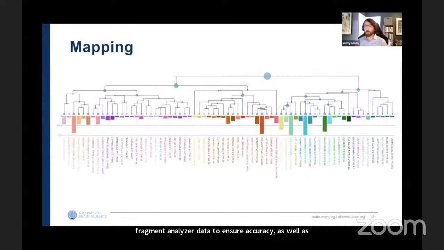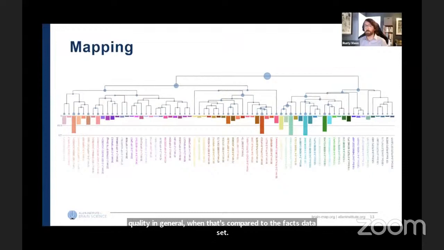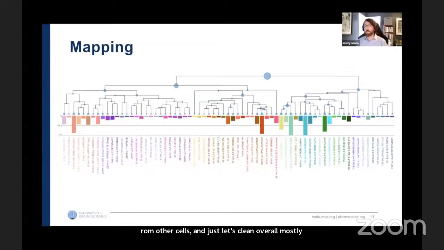Now, while the patch-seq data are typically very good quality in general, when that's compared to the FACS data set, these patch-seq cells are more prone to contamination from other cells and just less clean overall, mostly because of how they're collected. So this is why, instead of applying clustering techniques to the patch-seq transcriptomes to find their cell types, as we do with the FACS dataset, we instead map the patch-seq cells onto the FACS dataset. So for our purposes here, the FACS dataset is serving as a high quality reference taxonomy tree.